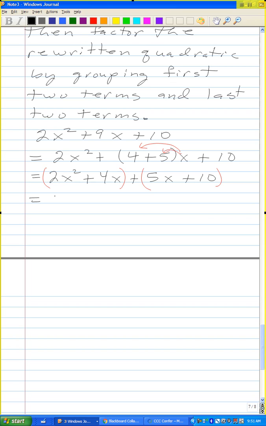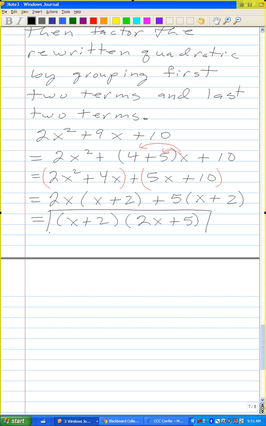So let me factor out my 2x. What remains is x plus 2. There's a 5 in common. So let me factor out a 5. What remains is x plus 2. Therefore, what's in common is x plus 2. After I factor out the x plus 2, what remains is 2x plus 5. And that is your answer. Okay? And so that's the so-called AC method.